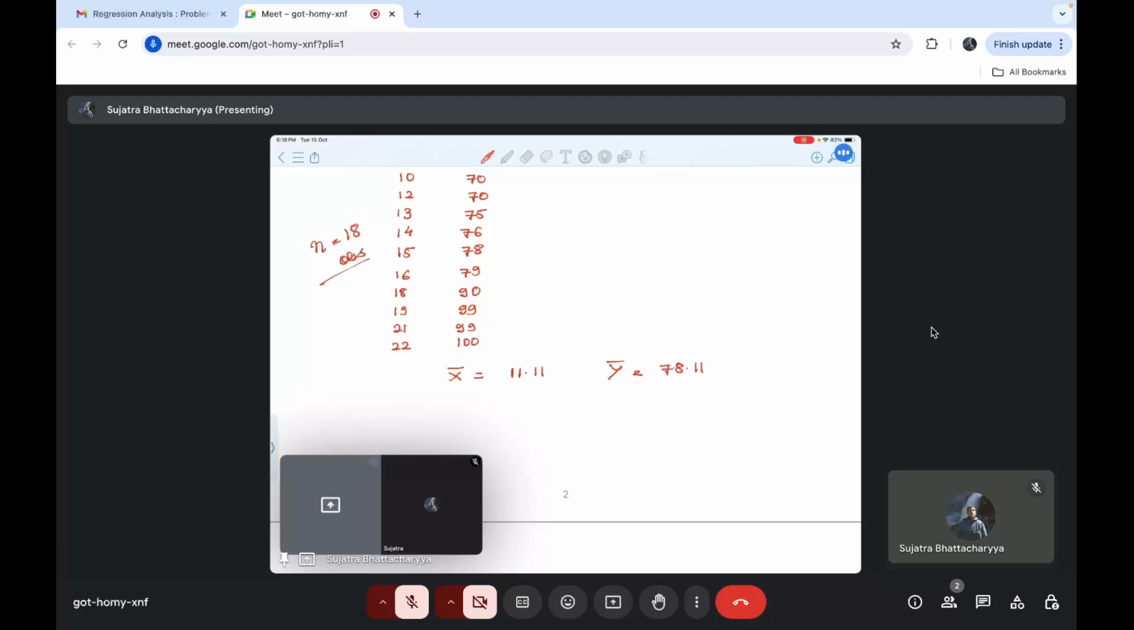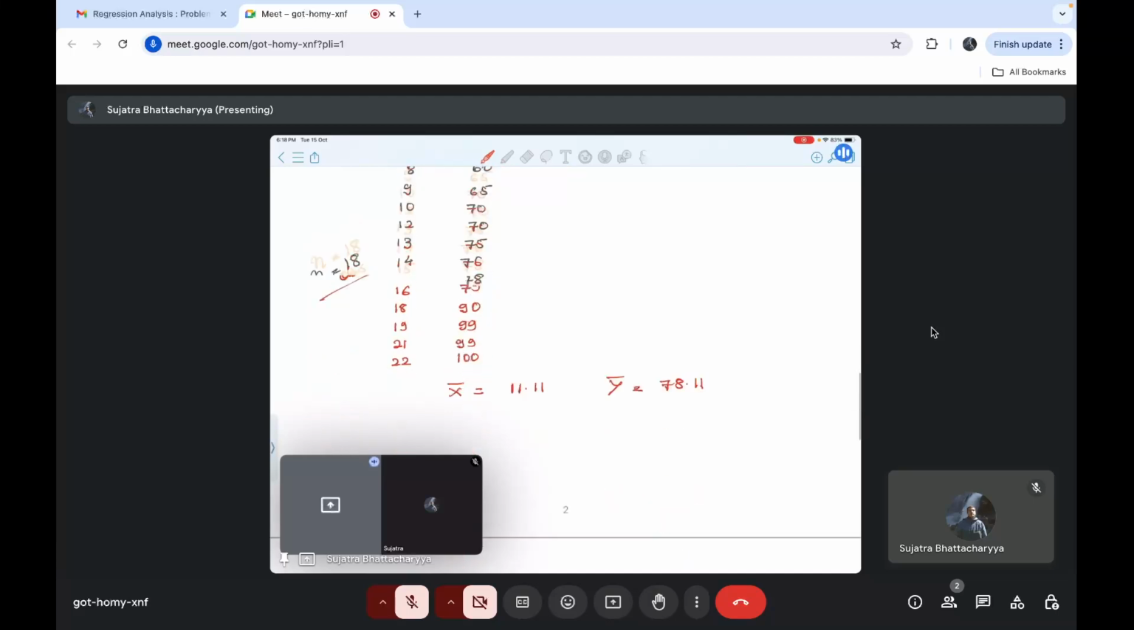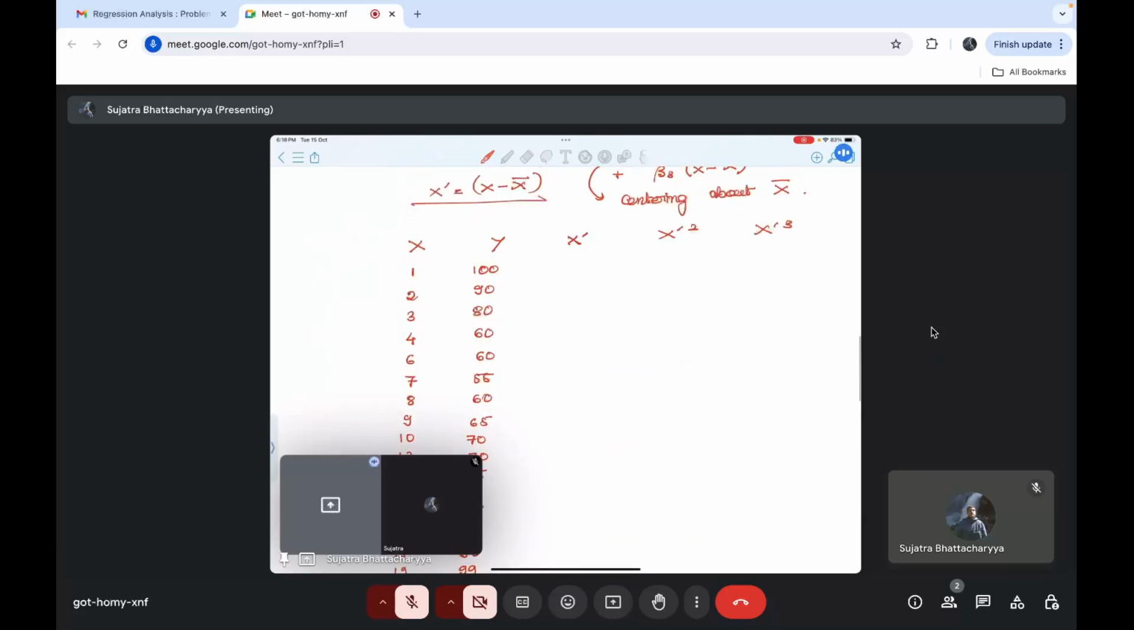Right? So I have to subtract each and every value of this X column from this X bar value, that is 11.11. So let us do and fill it up. Okay, x prime represents x minus x bar, and its squares and cubes. So I'm just writing one by one and filling it up. So it will be minus 10.11. This is 102.23. No negative sign because its square has been written here. But in cube, there will be some negative.